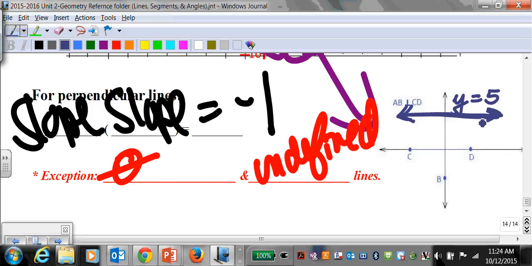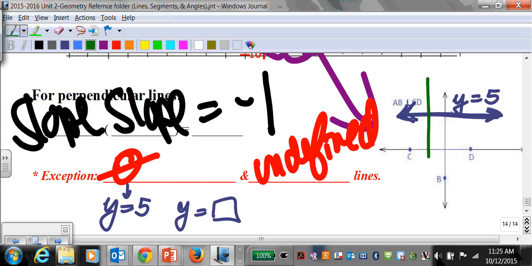This blue line, is it zero or undefined? Zero. Great. So an example of a zero slope is y equals 5. In fact, that's true of all y equals lines. Y equals anything is going to be zero slope. You ready? Now let's do this one right here. Let's make that x equals -2 line.